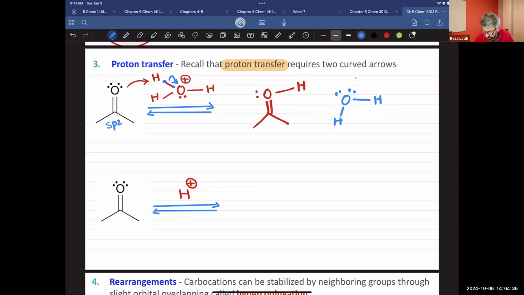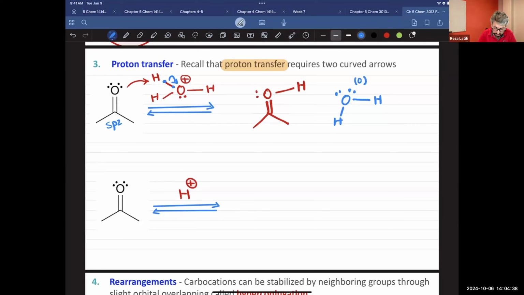And what's the charge for it? It will be 0. But our starting oxygen is going to have a +1 charge because we shared one lone pair with the hydrogen, and the hydrogen technically came without any electrons, just an empty orbital. This process, we call it a proton transfer.